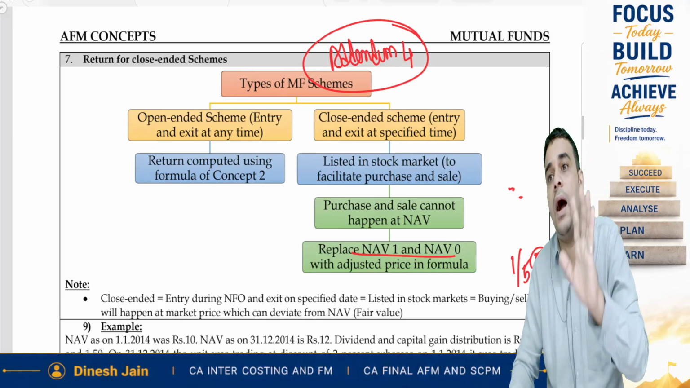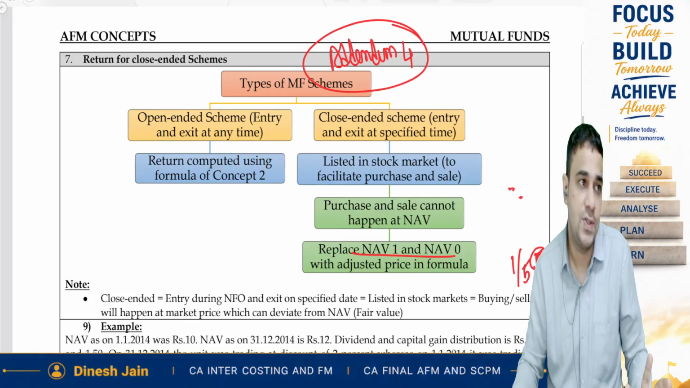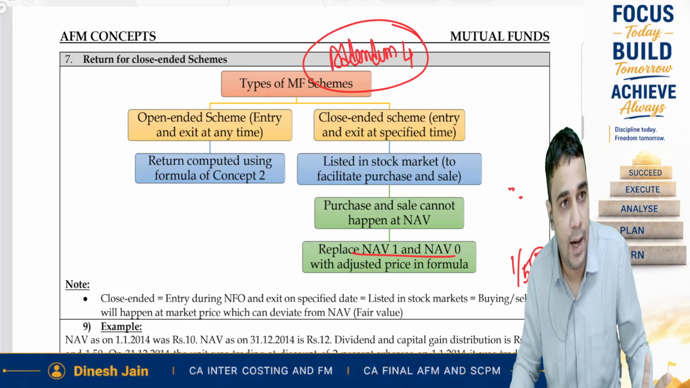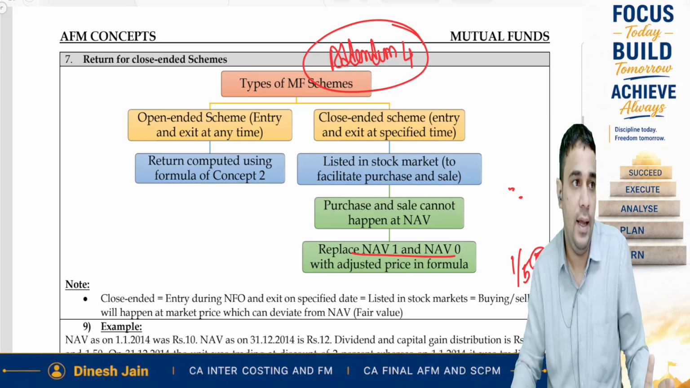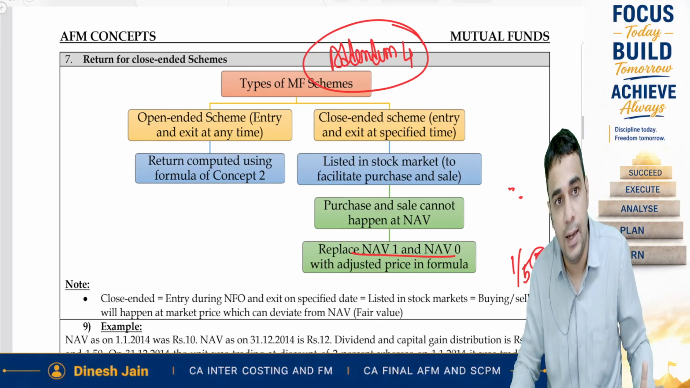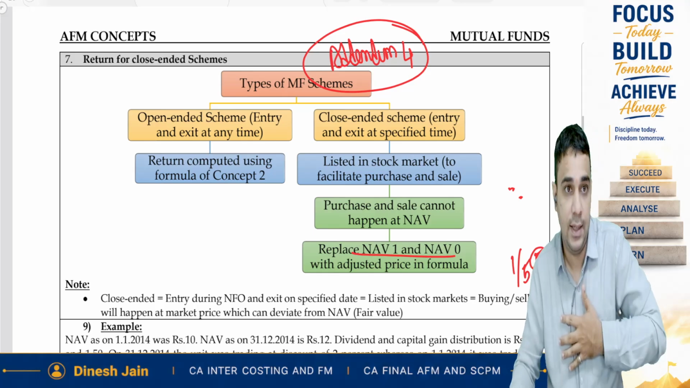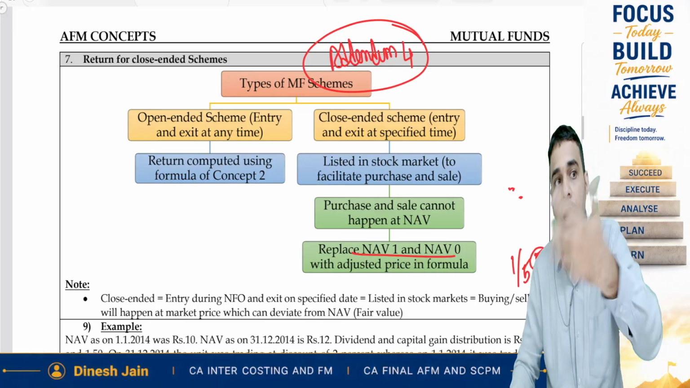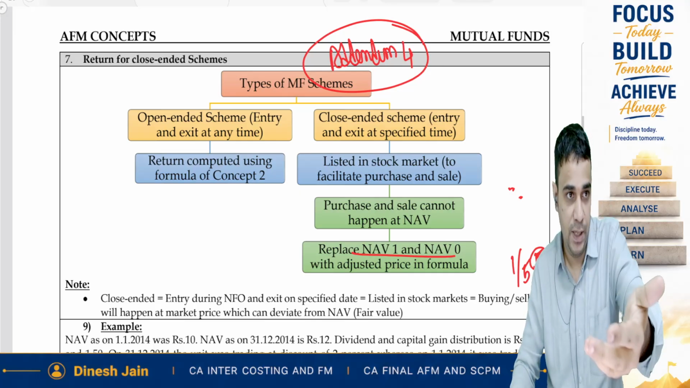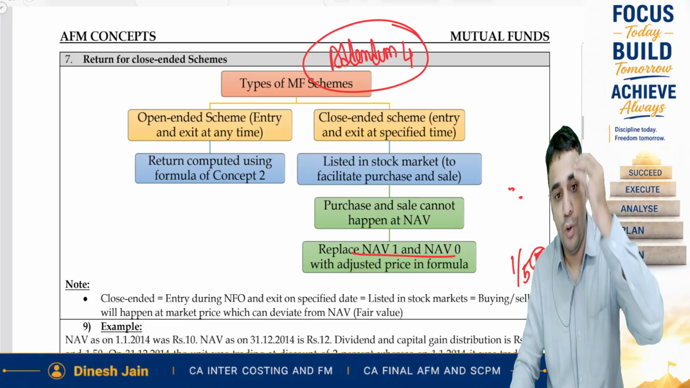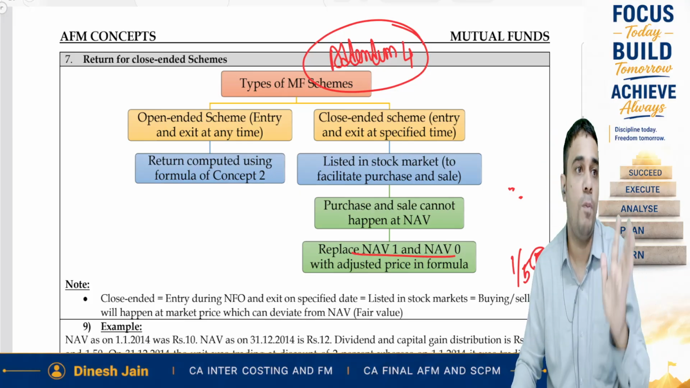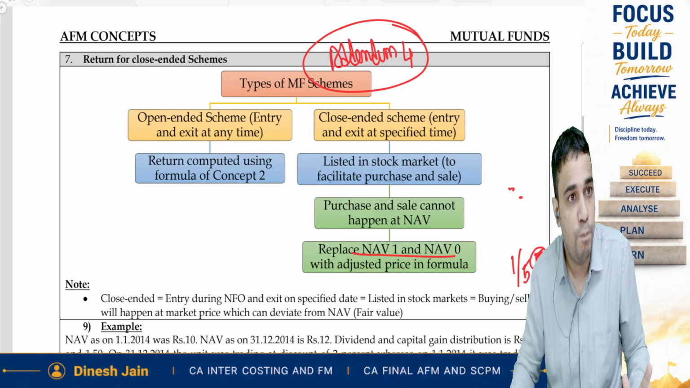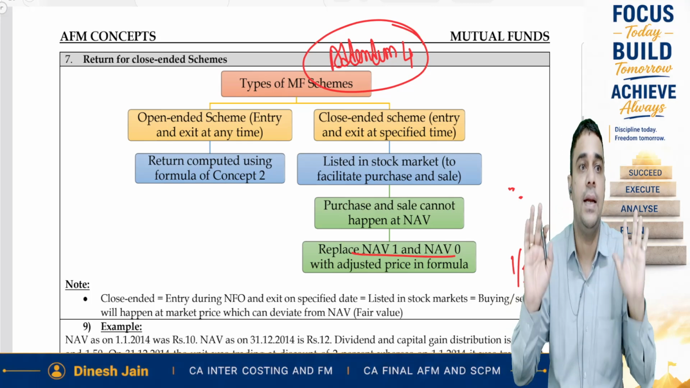The only thing is you can't buy or sell at the NAV. You have to buy or sell at the adjusted price. If you are lucky, you may buy at a discount and sell at a premium. If unlucky, you buy at a premium and sell at a discount. If you don't want this headache, then do an open-ended mutual fund, where it will happen only at the real price.